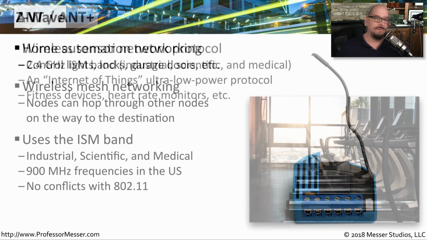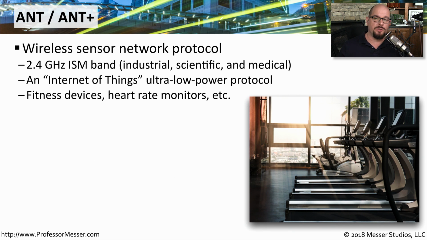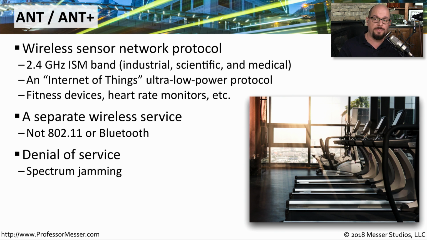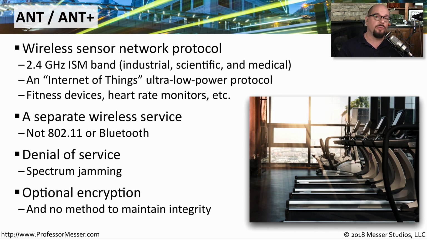Another common type of Internet of Things topologies is the ANT or ANT Plus wireless network protocol. These are using the 2.4 gigahertz ISM band, and you commonly see these associated with fitness devices and heart rate monitors. These are using a completely different type of networking than your 802.11 or your Bluetooth, but they are using 2.4 gigahertz. These frequencies, of course, could be jammed, and ANT and ANT Plus don't require any type of encryption to be able to communicate between all of these devices.